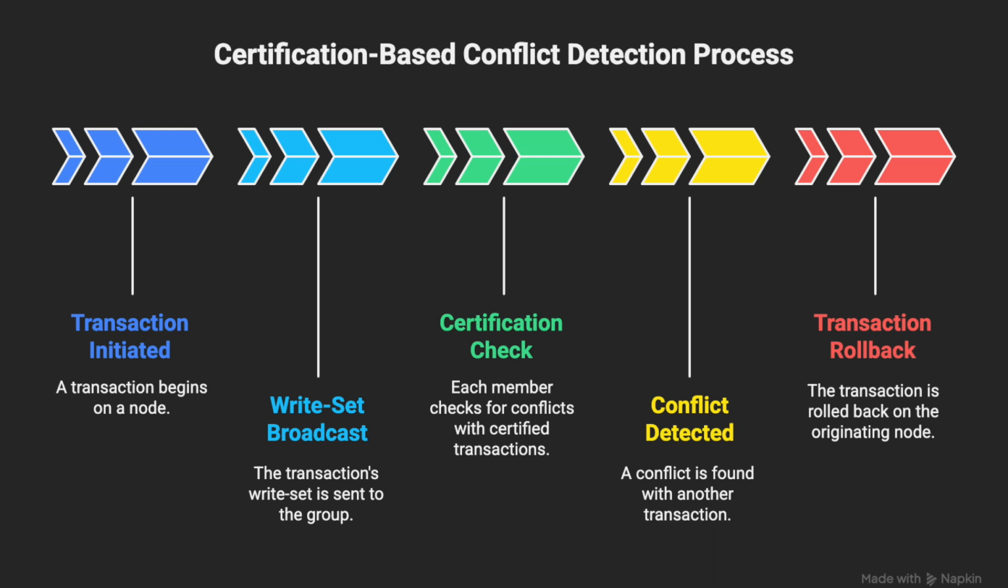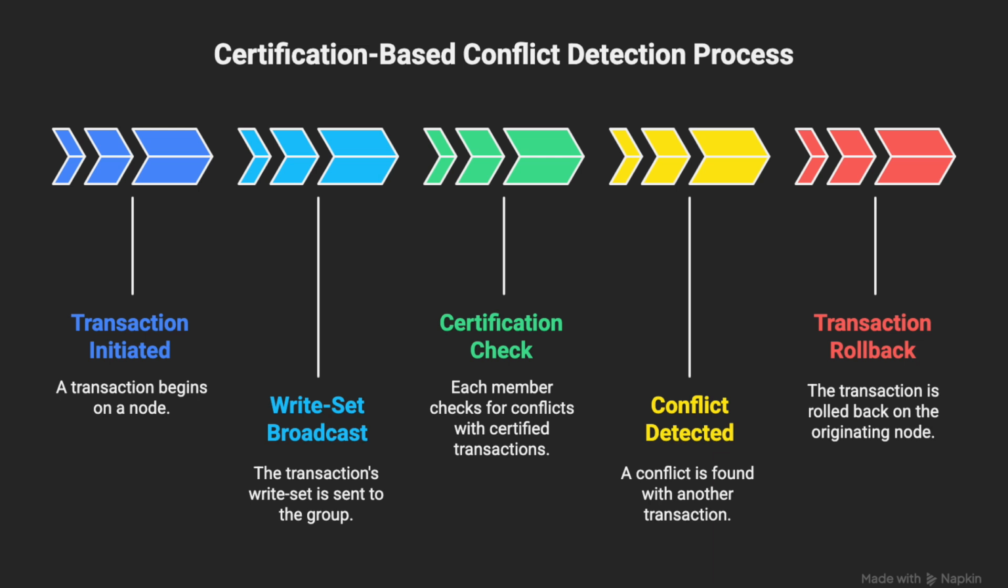How does it manage conflicts without needing some central lock manager, which, as you know, can often be a bottleneck? Yeah, the mechanism is actually quite elegant. It avoids that central bottleneck. Here's how it works. Before a transaction even tries to commit locally, it first broadcasts what's called its write set to the entire group. The write set.